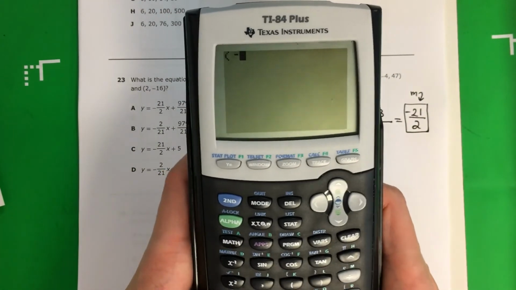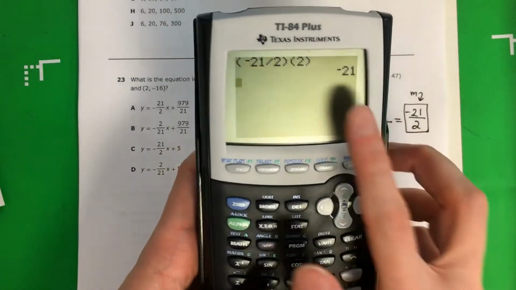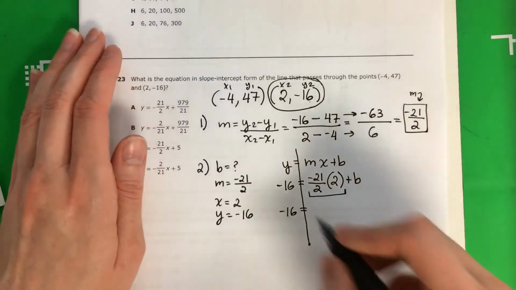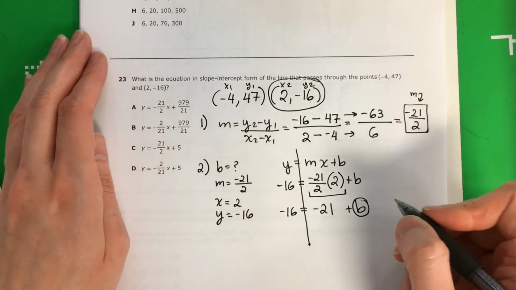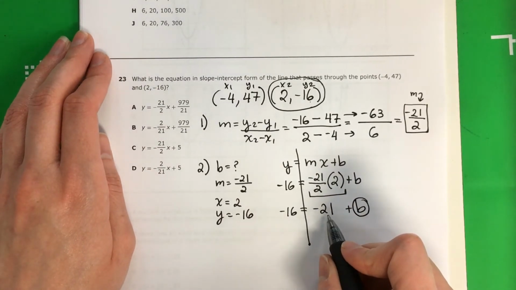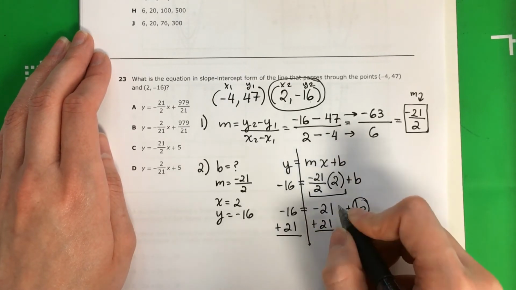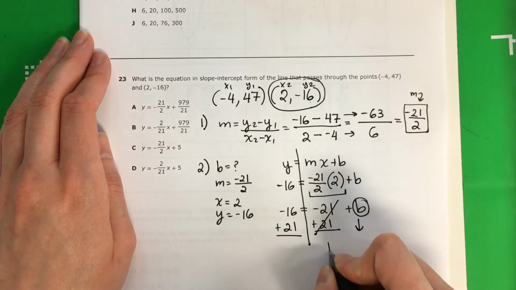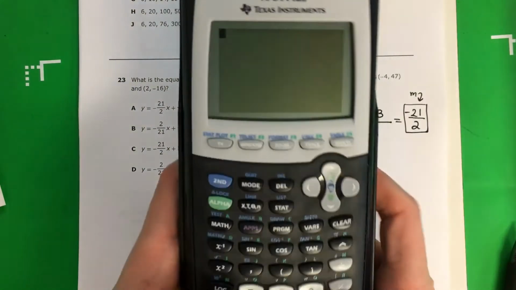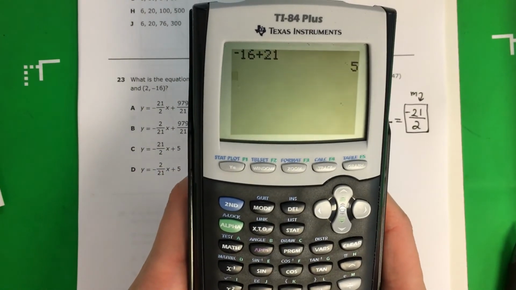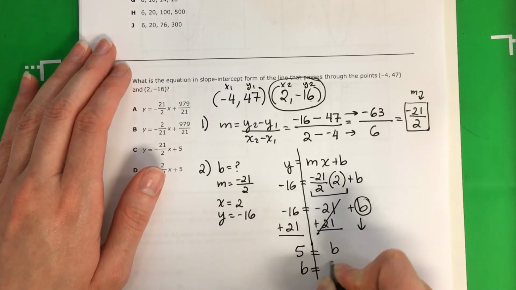So parentheses, negative 21 divided by 2 times 2, negative 21. Copy plus b. Now I want b alone. What is with b? Negative 21. The opposite of negative is plus, so plus 21, plus 21. This is 0, it cancels. Copy down b equals negative 16 plus 21. That's 5. And we are going to switch. So b equals 5.